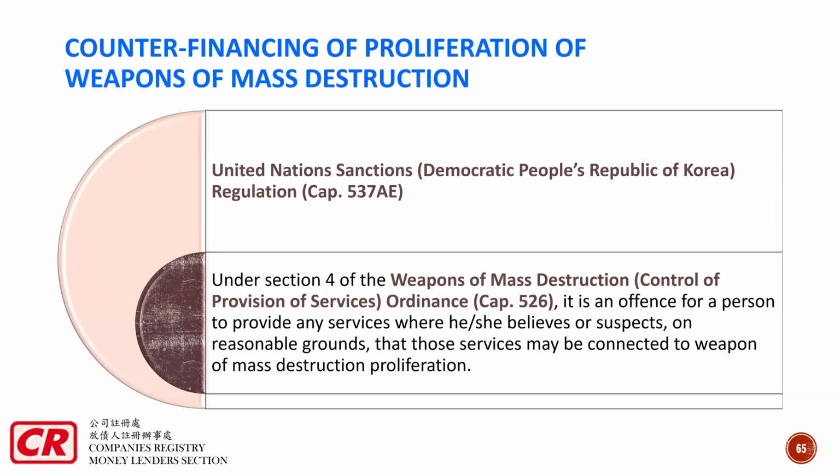In respect of counter-financing of proliferation of weapons of mass destruction, for North Korea, we have the United Nations sanctions regulations. Under Section 4 of the Weapons of Mass Destruction (Control of Provision of Services) Ordinance, it is an offense for a person to provide any services where he or she believes or suspects on reasonable grounds that those services may be connected to weapons of mass destruction proliferation.